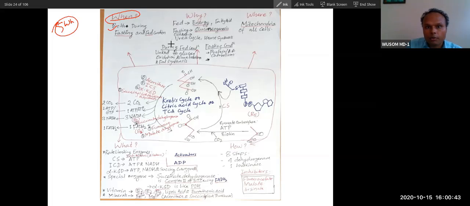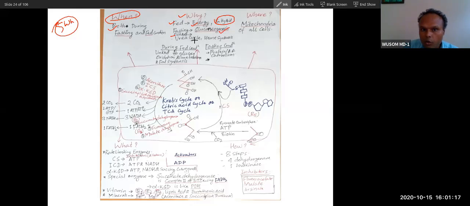Both during fasting and in the fed condition. Why does this pathway happen? It actually extracts energy from acetyl coenzyme A, and during the fed condition, if our body has extra energy, that energy is stored in the form of fatty acid, and this pathway also helps in the synthesis of fatty acid. In fasting condition, this pathway will help in gluconeogenesis. We have already done this pathway.